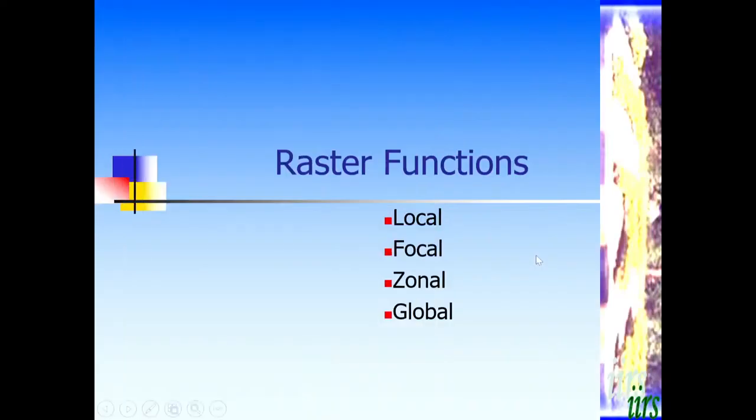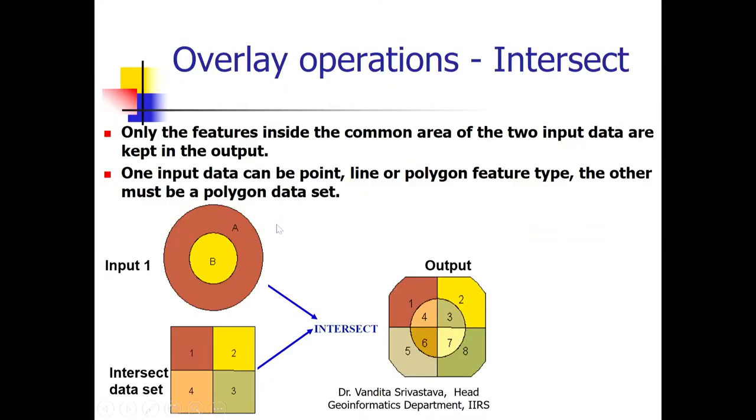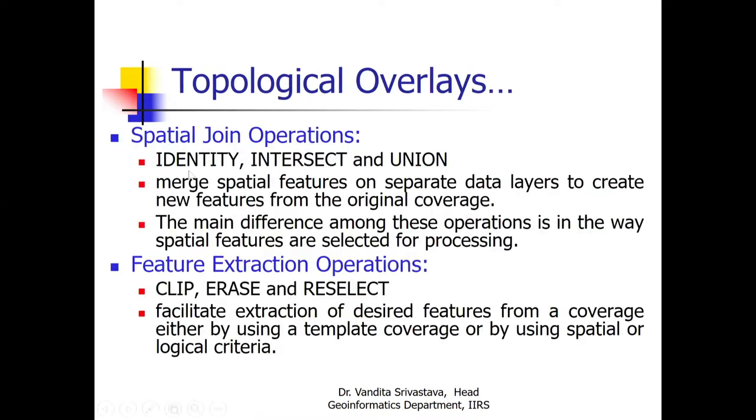I'll also discuss these operations. Let me go back to this slide. Yeah, the identity operation and the union operation. The union takes into consideration all the attributes as well as spatial features of both the layers. Unlike the intersect, it is actually the reverse of intersect. It makes a union of both the spatial features as well as the attributes of both the layers.